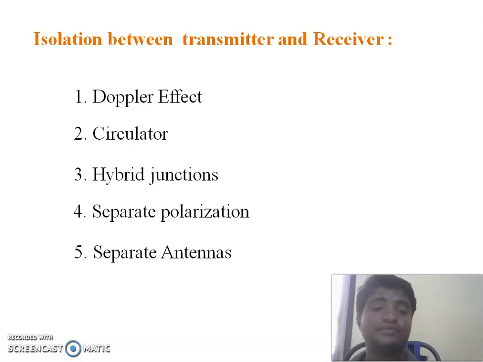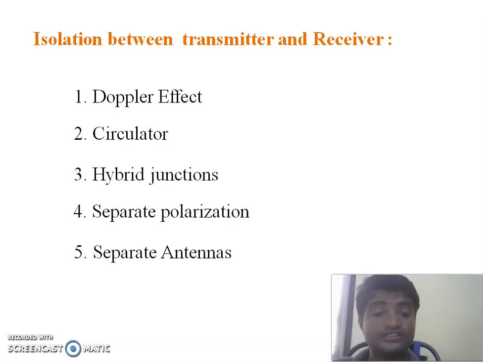The isolation can be provided by using the Doppler effect, by using circulators and hybrid junctions, and separate polarizations, and by using separate antennas, one for transmission and another for reception, you can provide the largest isolation. This is about isolation between transmitter and receiver.